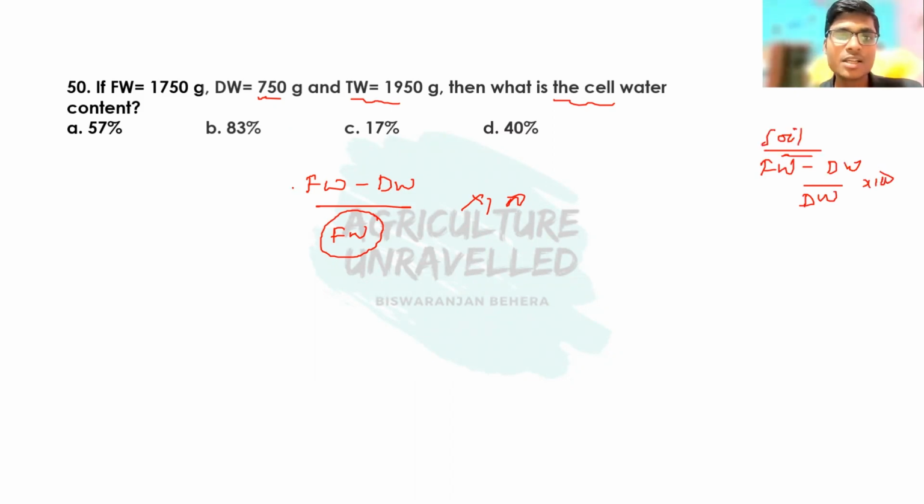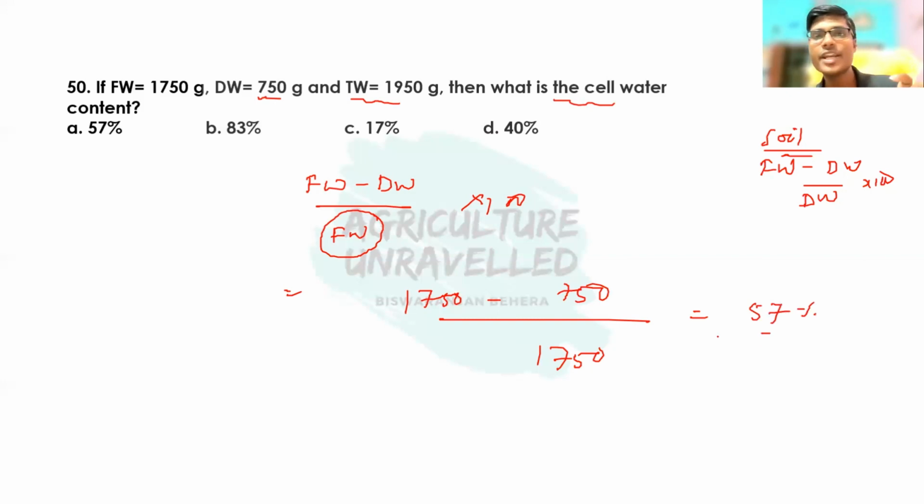But in the case of plants, the moisture content is determined using the formula fresh weight minus dry weight divided by fresh weight into 100. So here the fresh weight is 1750 minus dry weight 750, divided by fresh weight 1750. So the answer will be around 57%. So the moisture content of the cell here is 57%.